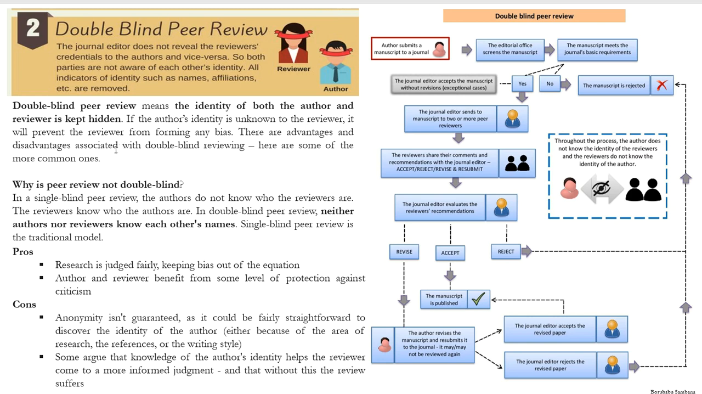Okay, then the cons: anonymity is not guaranteed. It is also fairly straightforward to discover the identity of the author. So many things are going on. This diagram represents double blind peer review. Initially the author submits a manuscript to a journal, and finally we need publication, rejection, or a revised accepted article. Then the editor's office screens the manuscript. Does your manuscript meet the general basic requirements? If yes, then processing goes on. If it is not satisfied based on the general requirements, then it is automatically rejected.